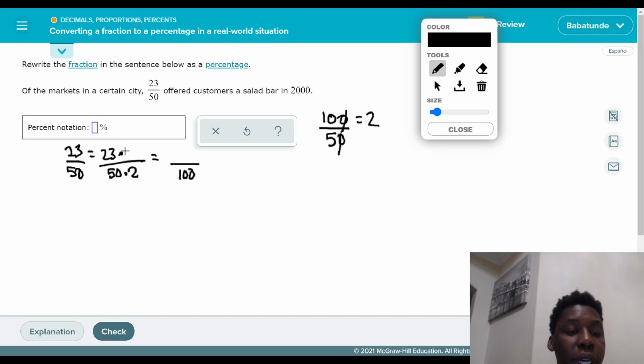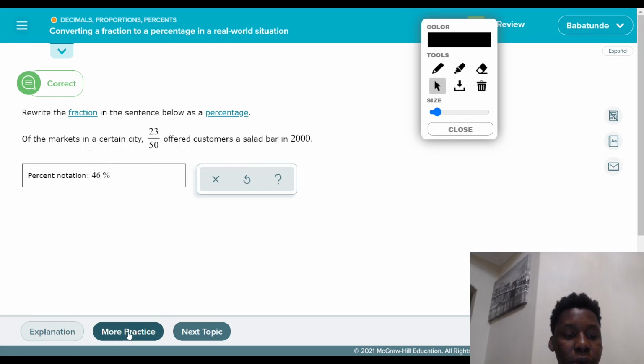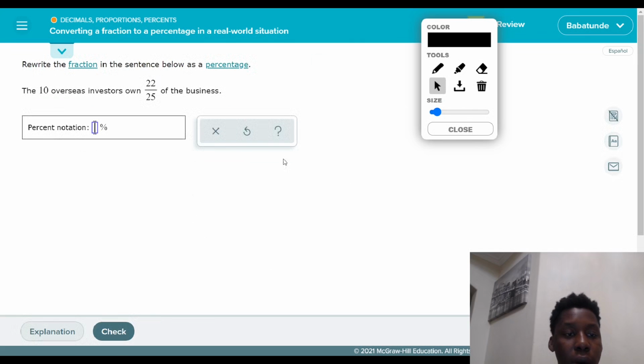So this will be 23 times 2 over 50 times 2. 23 times 2 equals 46, because when we multiply that, it gives us 46. So this is 46 over 100. Since it's already over 100, that means it's already a percentage, so we can easily say 46%. Okay, so we did this, then check that out. Let's work on one more example before we call it off.